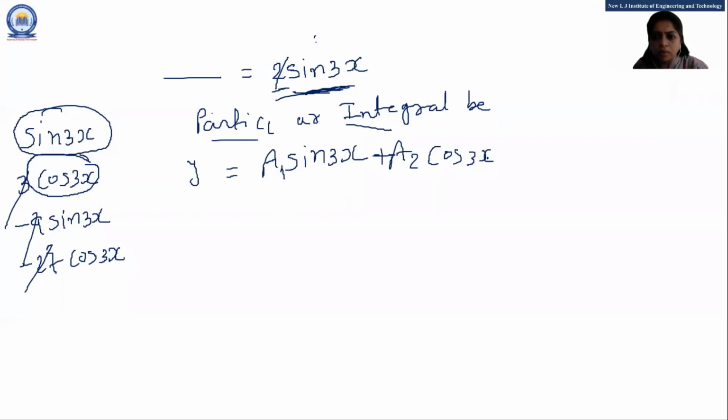See students, see carefully. We have to generate the family of our right hand side, and in the family of Q(x), there are two different terms. One is sine and the other is cos. So we'll put our particular integral like a1 sine 3x plus a2 cos 3x. You may also write a sine 3x plus b cos 3x. Here a1, a2 or a and b are constant terms.